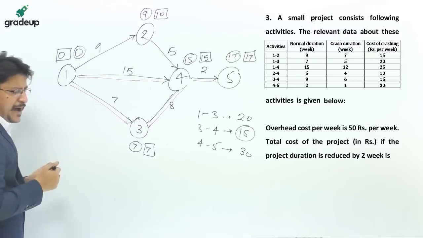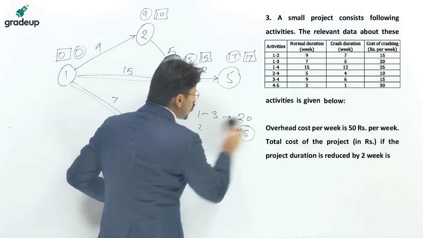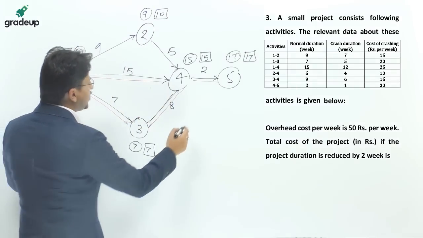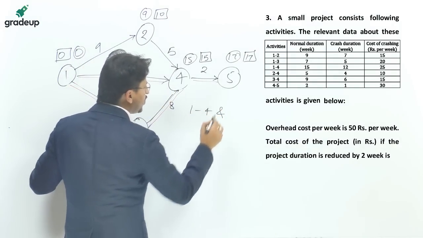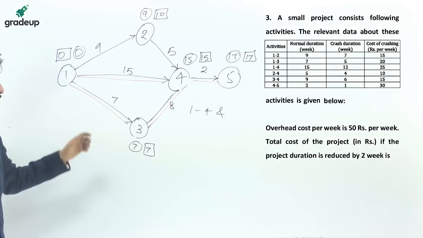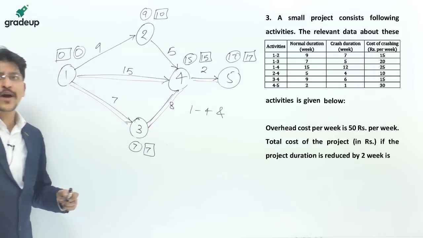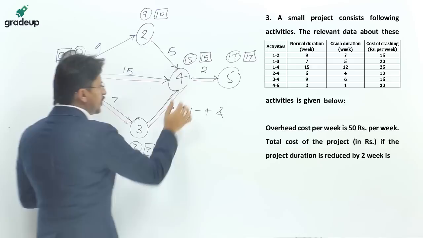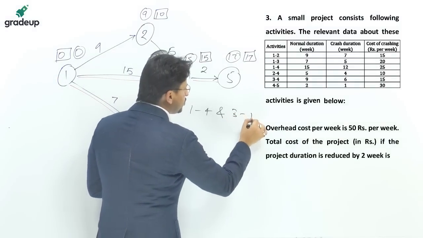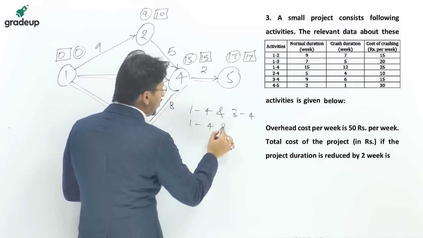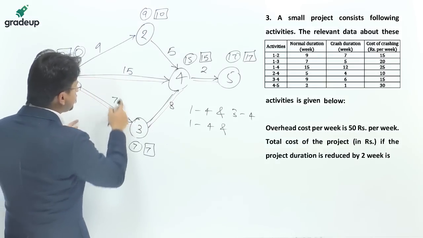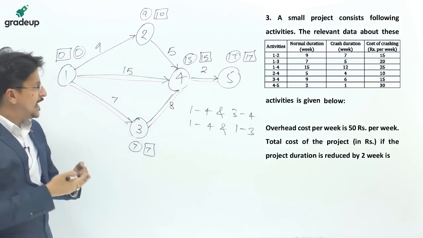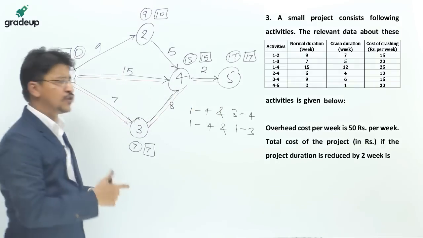Now there are two options to crash. Because we now have two critical paths, we have to crash two activities at one time. So either we crash 1, 4 and 3, 4, or 1, 4 and 1, 3. And one more is possible: we can crash 4, 5 also, if it is possible.